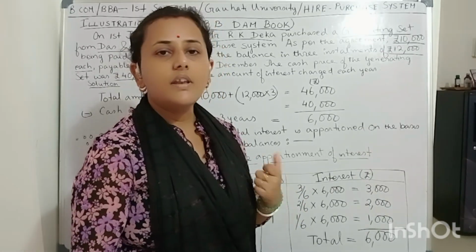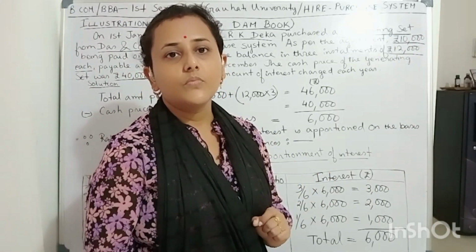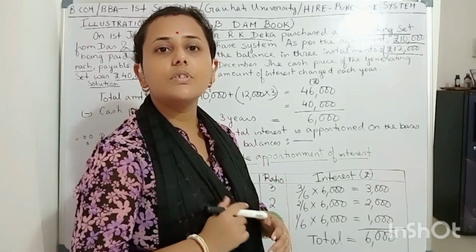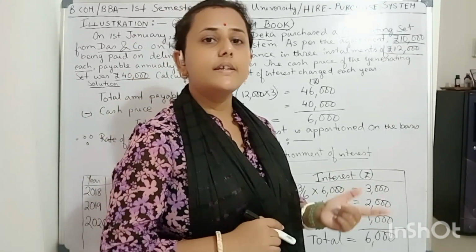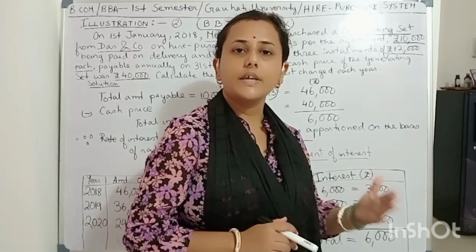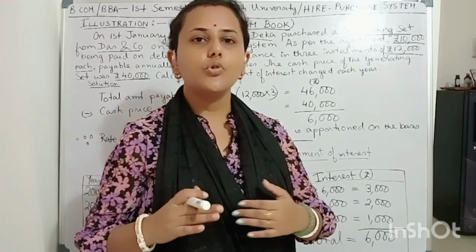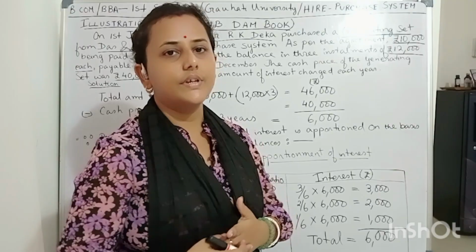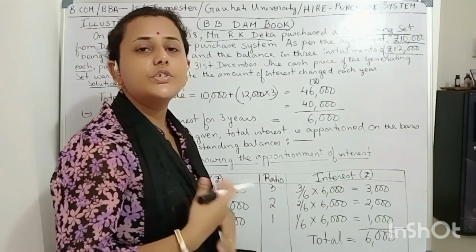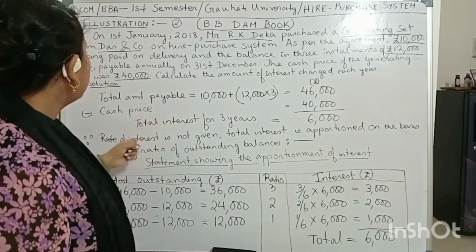In the last class, I did illustration number 1 from B.B. Dam book, where the rate of interest was clearly mentioned, so the amount of interest in each year was calculated in a different manner. But here, the amount of interest charged each year will be calculated in a different way. You just see the solution.